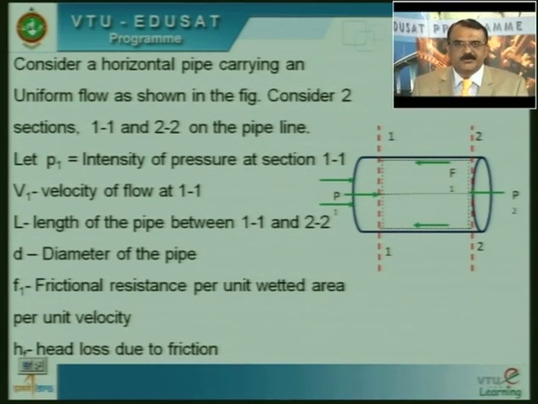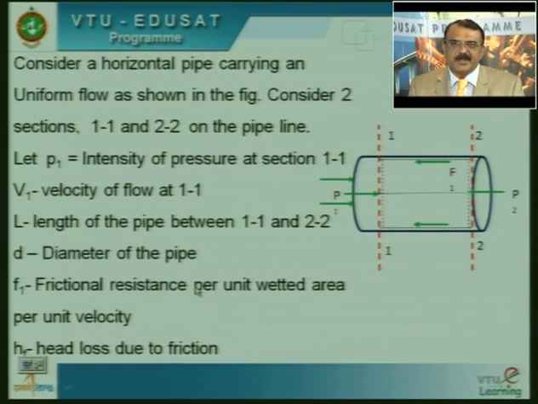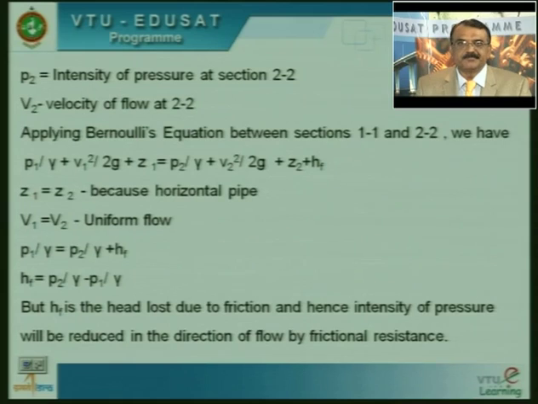My sincere request to you is, whenever you are defining this term, you must be very careful. I expect every one of you to write completely what this F1 represents. Then we define HF. HF is equal to head loss due to friction. These are the definitions. Then similarly, if we come to section 2-2, we define P2, the intensity of pressure at section 2-2, and V2, the velocity of flow at 2-2.